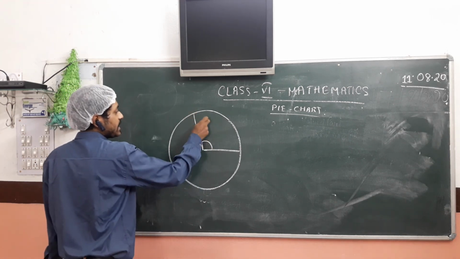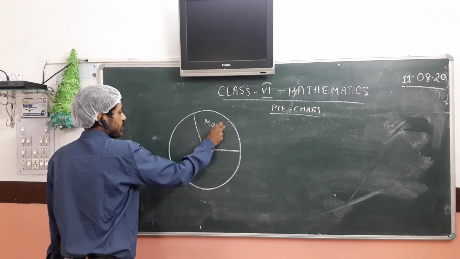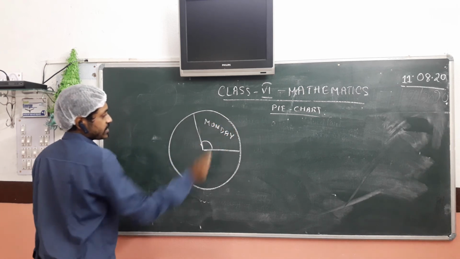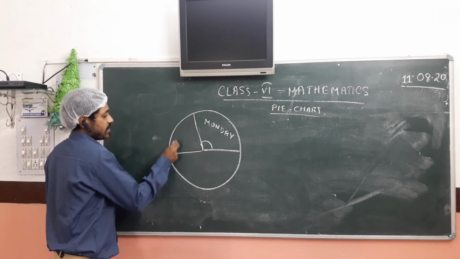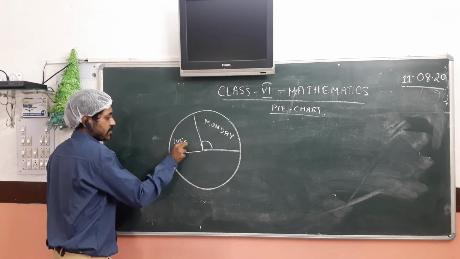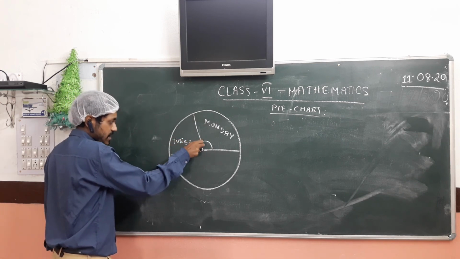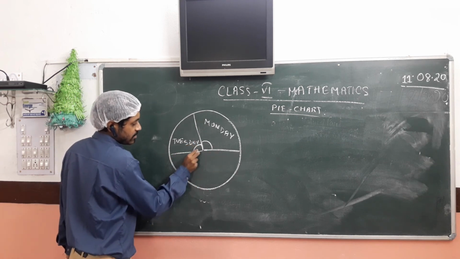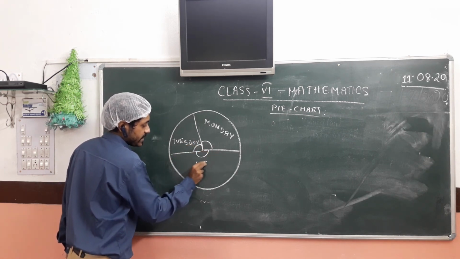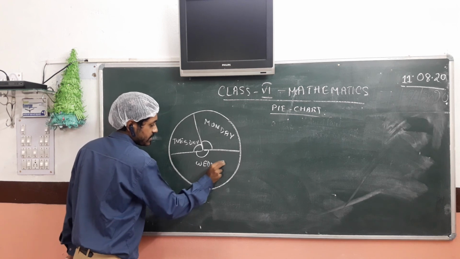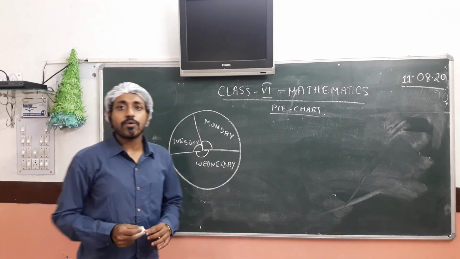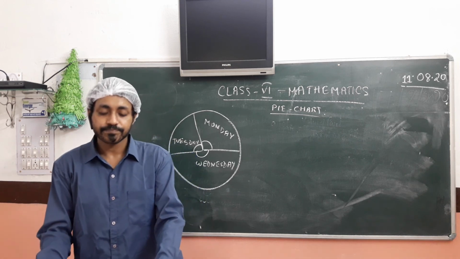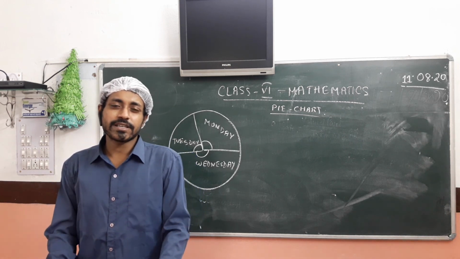Mark this angle and name this sector whatever it corresponds to, for example Monday. Then we shall name the second sector as Tuesday. Obviously you have to mark the angle, and the third sector automatically becomes Wednesday, since in this particular sum we are dealing with only 3 sectors. So this is how we do bar graphs and pie charts. Practice at home. There are examples in your books.